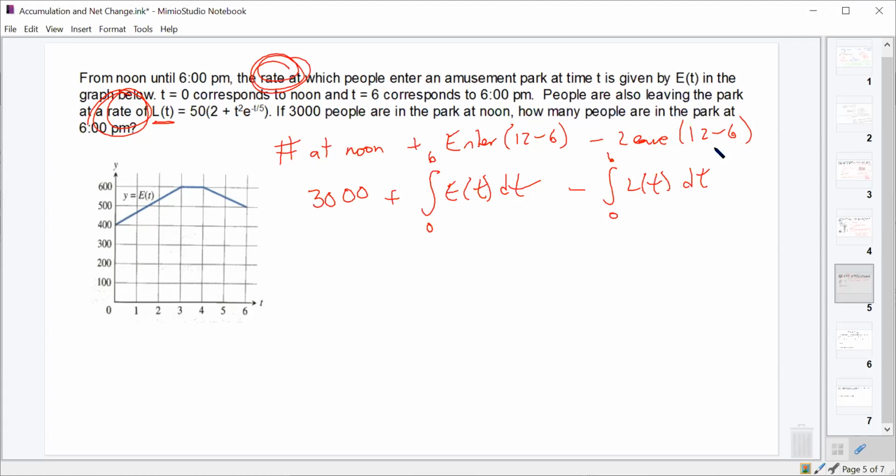Okay, so then how are we going to find the values of those two integrals? Well, they give us the equation for L of t, so we can just plug that in. That one should be easy, right? The integral from 0 to 6 of L of t will just integrate that corresponding equation. All right, so somebody tell me what that is. This we'll just use our calculator for.